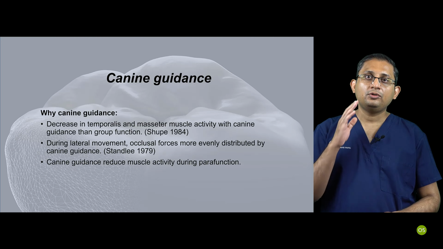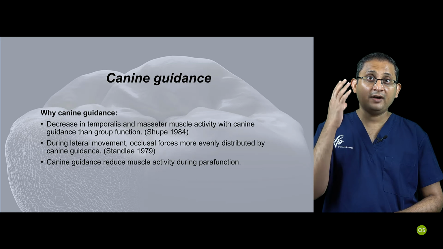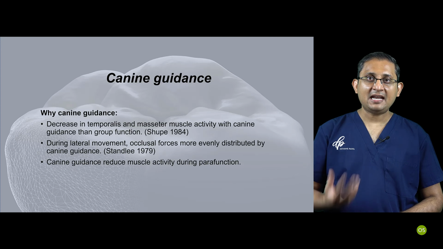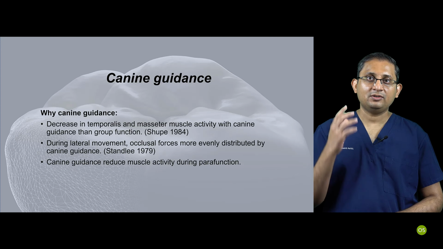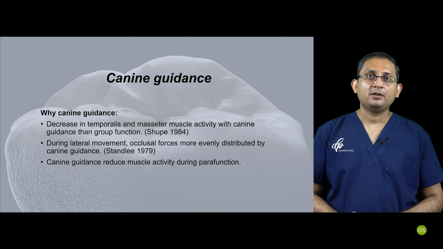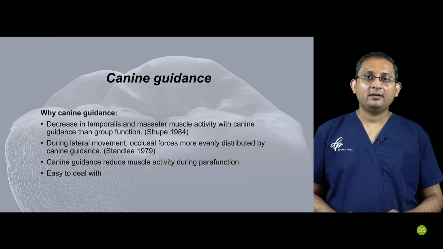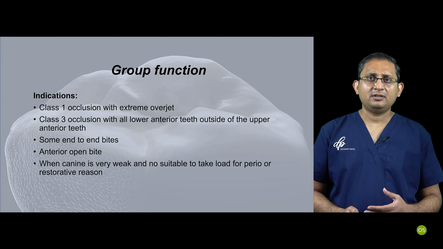So also, when you're doing canine guidance, the muscles don't have to work very hard in function, and when you're doing parafunction, it actually reduces muscle activity because the muscles don't have to work very hard. And at the end, it's easy to deal with. That's one of the main reasons I use or advocate canine guidance. It's very easy to replicate.